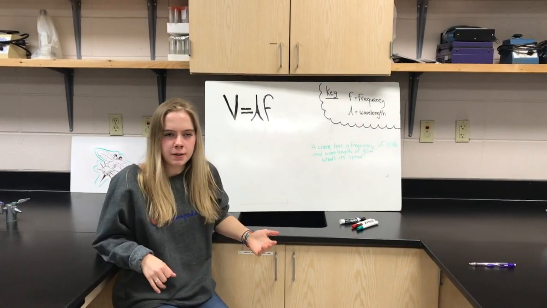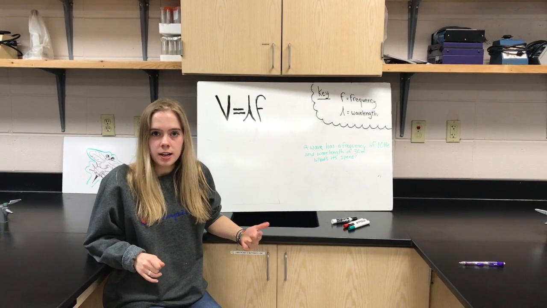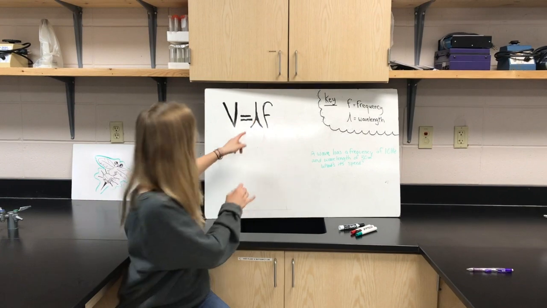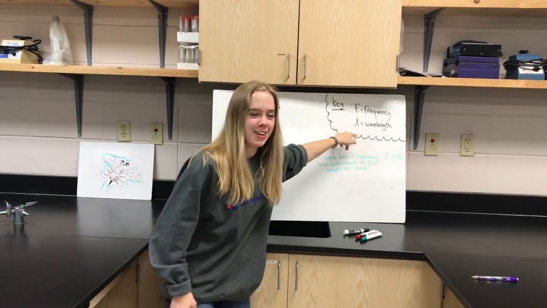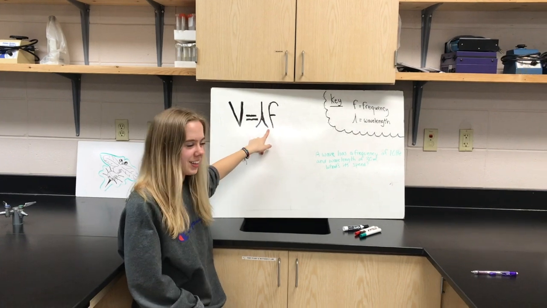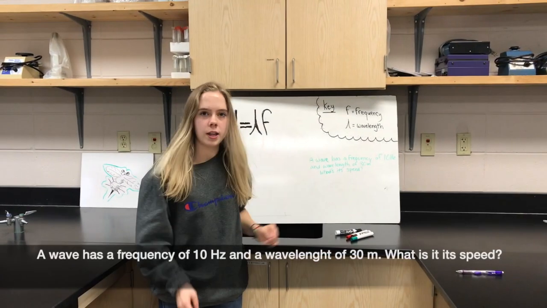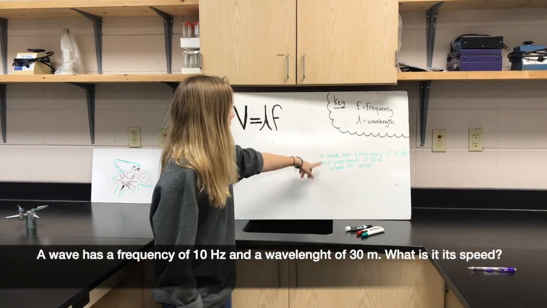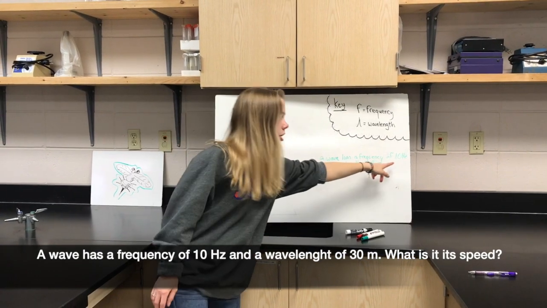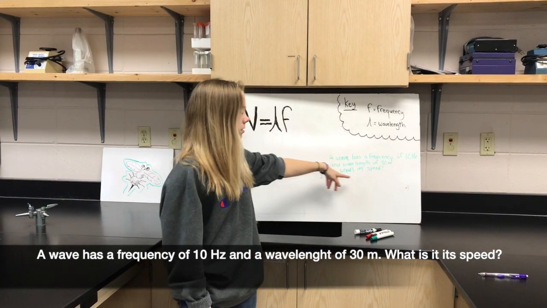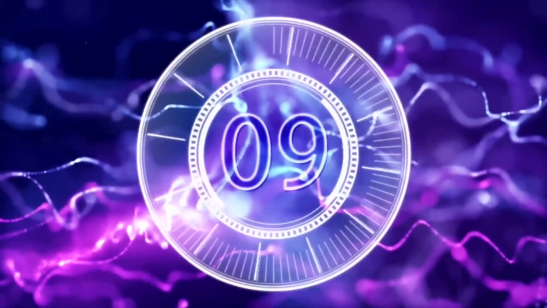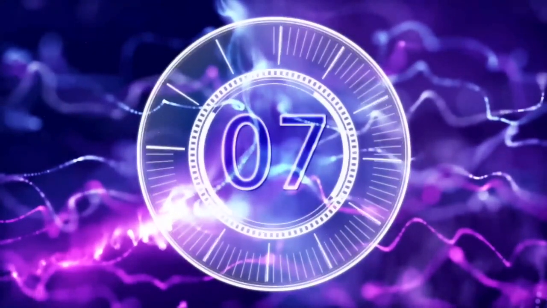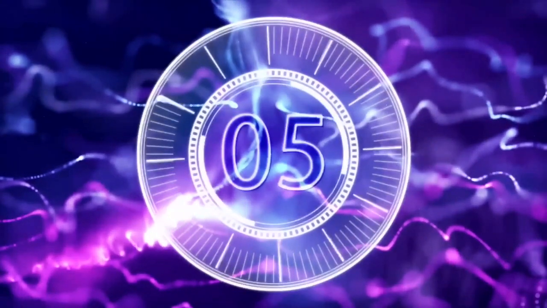One of the interesting properties of a wave is its speed. Its speed can be calculated by multiplying its wavelength, which is represented by this Greek symbol lambda, and its frequency together. Now let's calculate the speed of a wave. Here we have a wave with a frequency of 10 hertz and a wavelength of 30 meters. What is its speed? Take 10 seconds to solve the problem. Pause the video if you need more time.